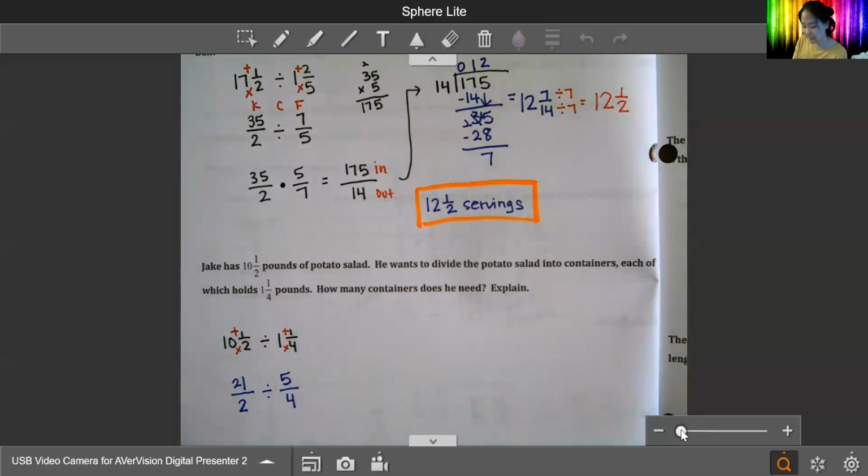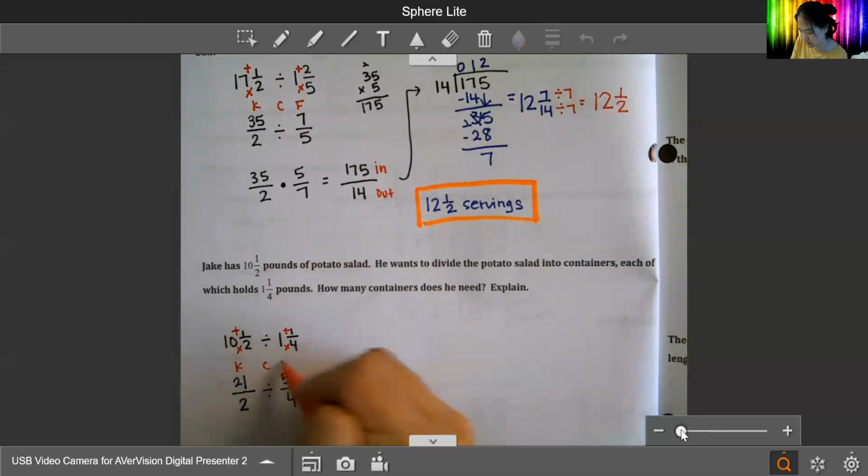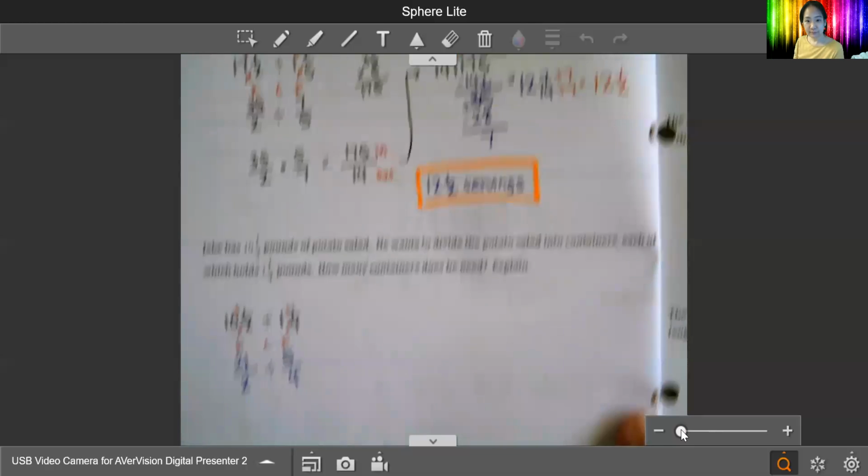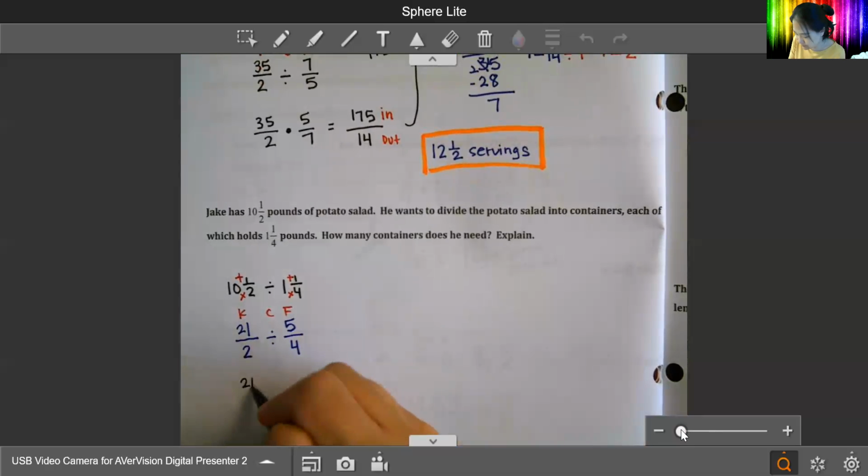Now I'm going to write KCF. So, keep, change, flip.